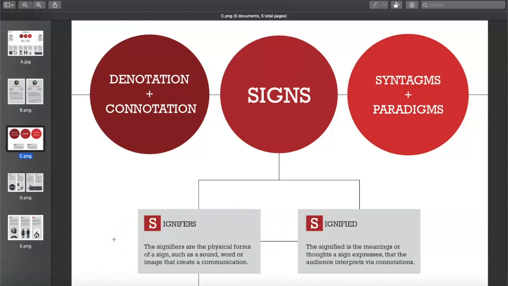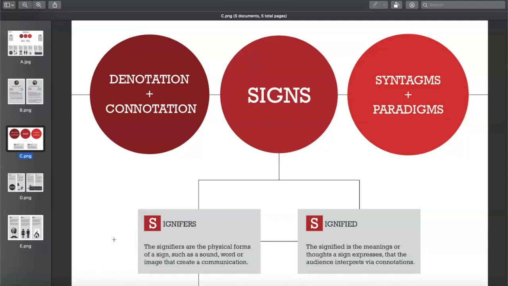So the signifiers are the physical forms of a sign, such as a sound, a word, an image, that create communication. Now remember, sounds can also be signifiers. If you hear somebody's car horn beeping, you assume that they want you to pay attention or get out of the way or stop or something like that. If you hear an alarm sounding in your house, maybe it's a fire alarm or a smoke alarm, that's telling you should probably leave the building. So sounds can also be signifiers, not just visual objects. We talk a lot about the visual objects because this is a visual class, but it can also be sounds.